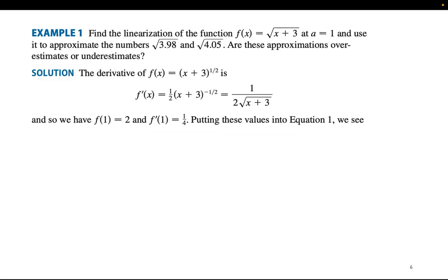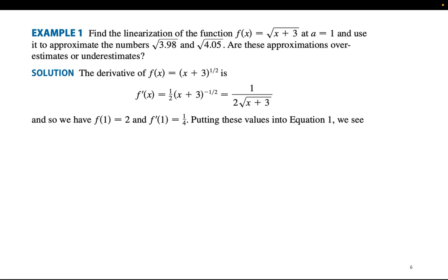Okay, so here's a good example of that. Suppose that we have a function which is a little bit complicated. This is the square root of x plus 3, and we want to find the tangent line approximation to this function at the point a is 1. And then we're going to use that linear approximation to approximate root of 3.98 and root of 4.05.